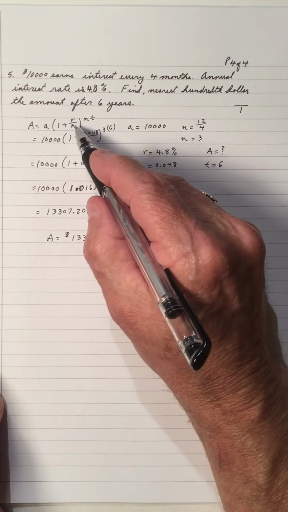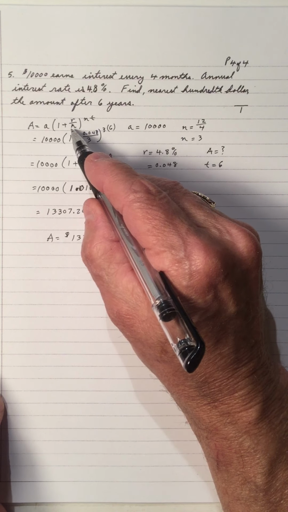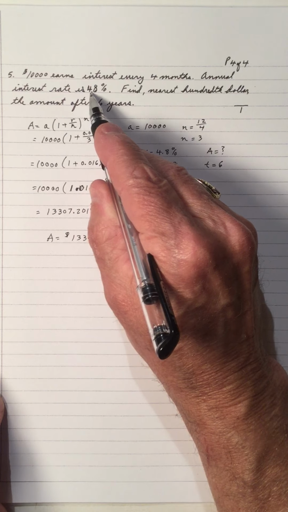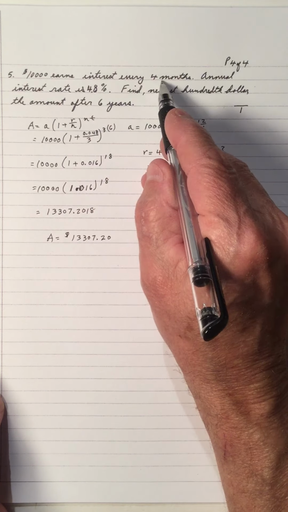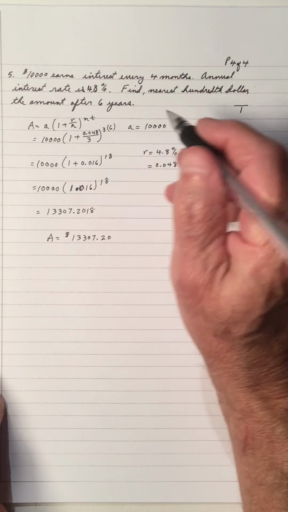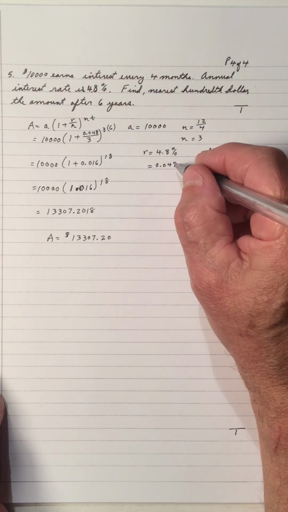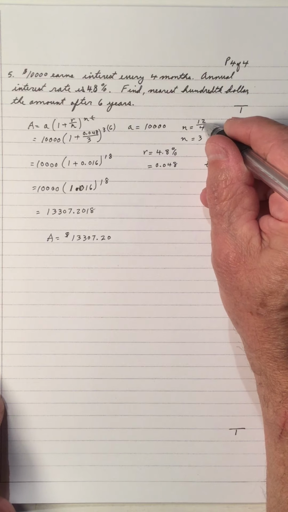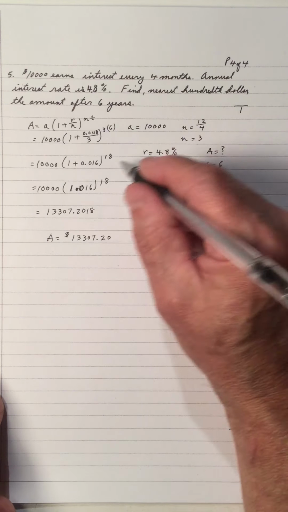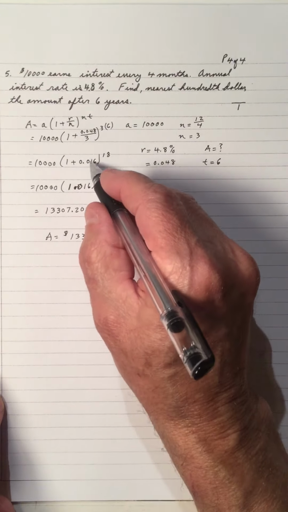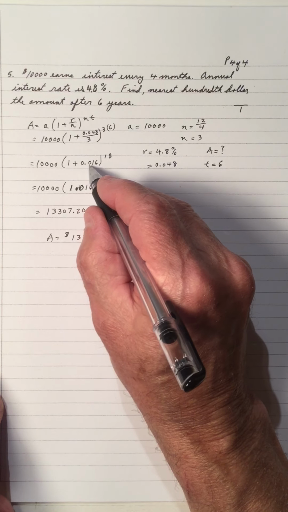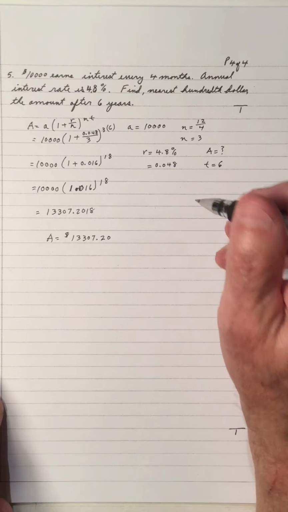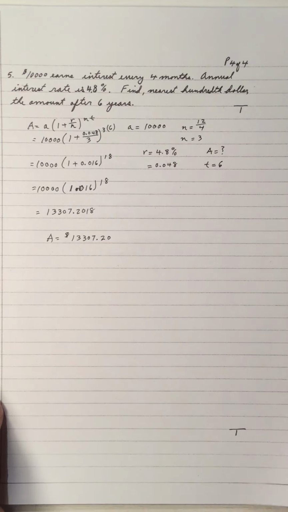And notice the formula is the rate divided by N. Remember, if the annual rate is 4.8%, then it's happening 3 times. So that's why the rate becomes this, if you want to change it. So it's happening 3 times. So the rate that you get is 0.016, because it's happening 3 times a year.